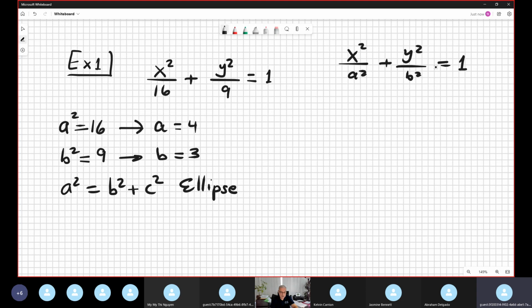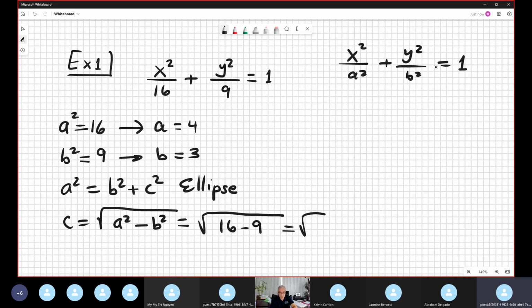It's a mnemonic device to remember that it's easy, because a is always the big value. In order to find c, you isolate it from the formula: c is the square root of a squared minus b squared. a squared is 16, b squared is 9, and subtracting gives 7. The square root of 7, as a decimal approximation, is 2.646. This is the focal distance.